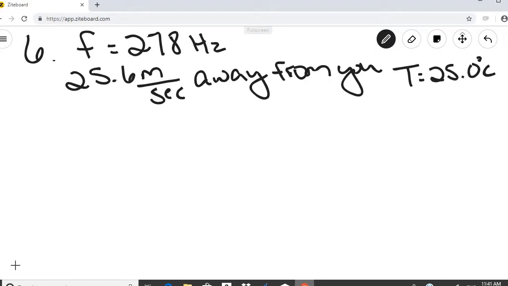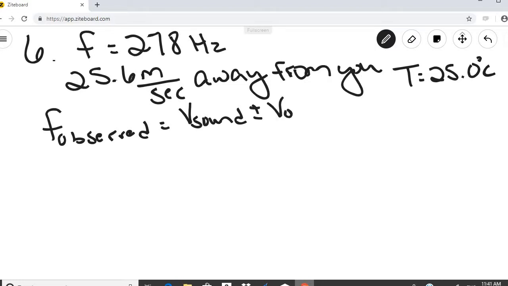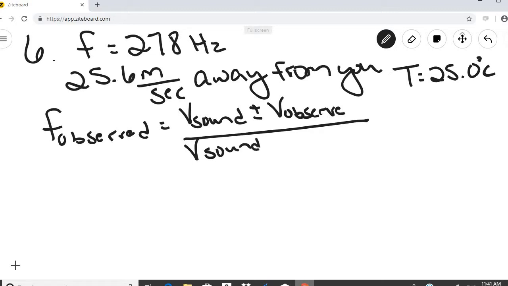Okay, so if the truck is moving away from you, that means that you are going to hear a lower frequency than is observed. So frequency observed is equal to the velocity of the sound plus or minus the velocity of the observer, divided by the velocity of the sound plus or minus the velocity of the source. And then we'll multiply all that times the true frequency.